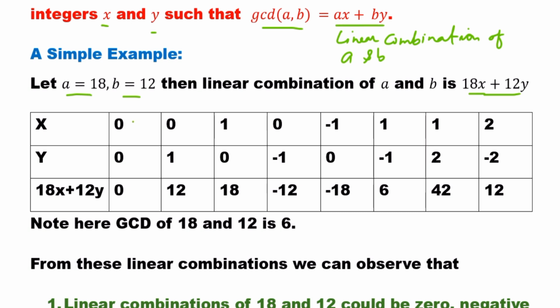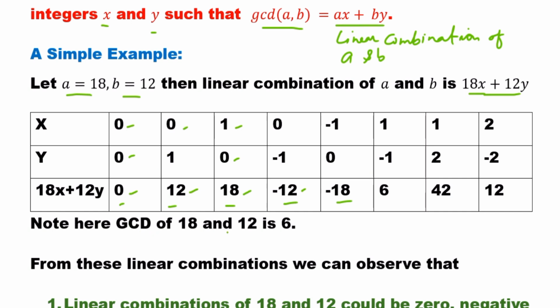Suppose when x is 0 and y is 0, then 18 into 0 plus 12 into 0 is 0. When x is 0 and y is 1, 18x plus 12y is equal to 12. When x is 1 and y is 0, your answer is 18. When x is 0 and y is minus 1, your answer is minus 12. Similarly, you can see other values. So these values 0, 12, 18, minus 12, minus 18, 6, 42, 12, etc. are the values of the linear combination at different values of x and y.